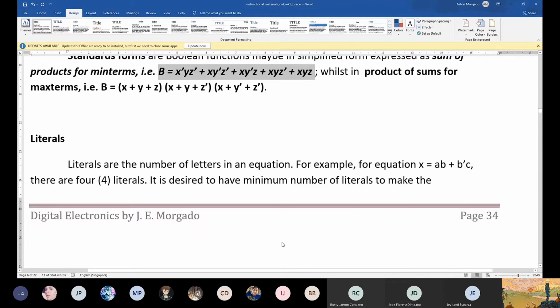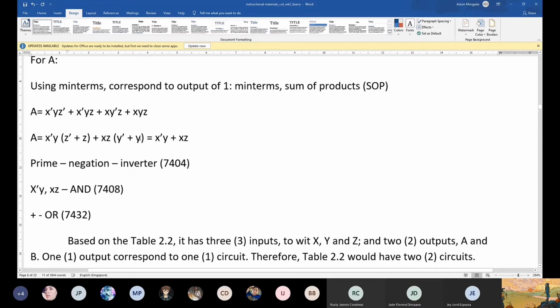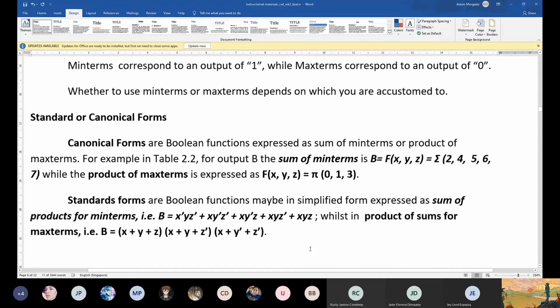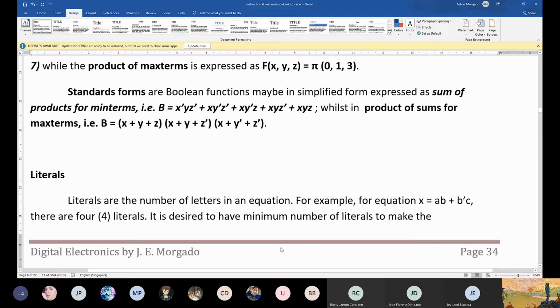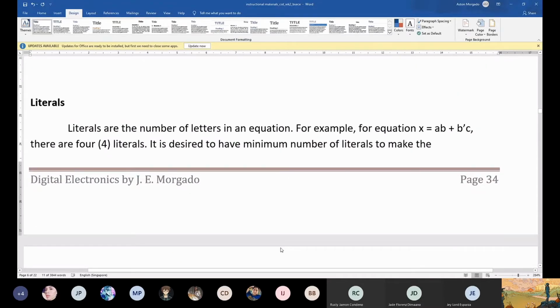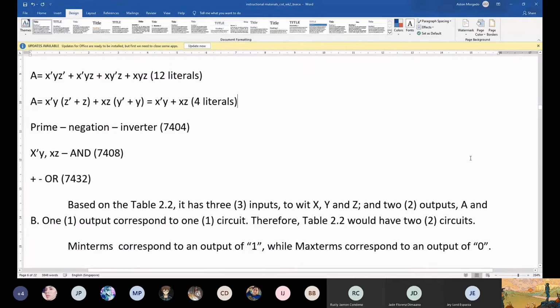Okay? Literals, okay. So, number of letters. Ito yung letters, no? Diba ito, we have this one, 12 literals. Literals, number of letters. That's why we're doing Boolean equations, so we can trim down the number of literals. So, now, less literals, less circuitry. Less wiring. Less error, syempre. Parang less talk, less mistakes. AB plus B prime C. Saan galing yun? Ito yun.